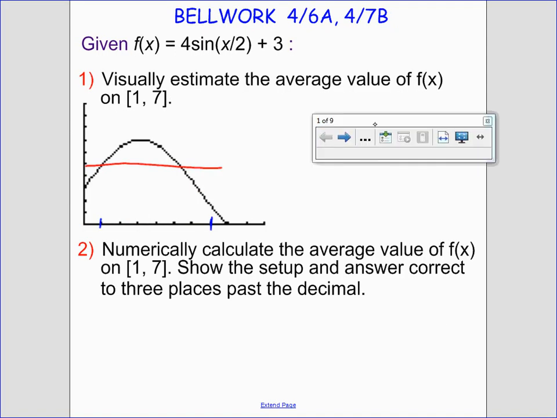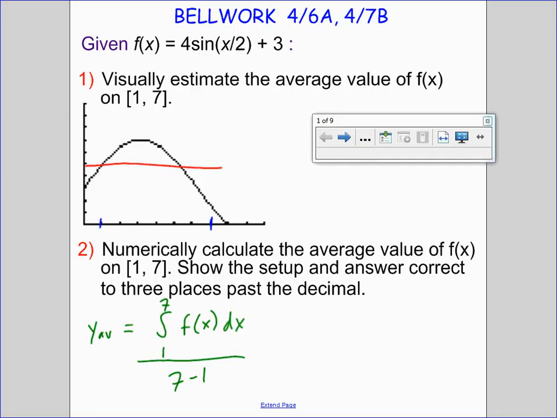We know that average value in general is given by the integral over my interval of my function itself, divided by the length of my interval. So my calculus setup for a defined f of x would be the integral from 1 to 7 of f of x, which is 4 sine of quantity x over 2 close quantity plus 3, or if it's been defined for you, you can write f of x on calculator allowed, over 7 minus 1.